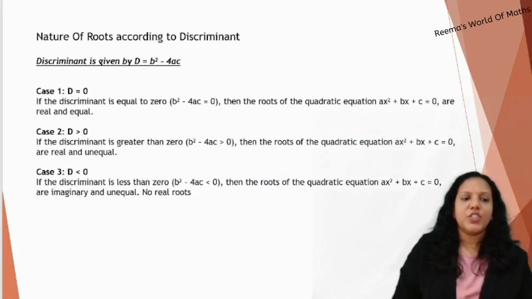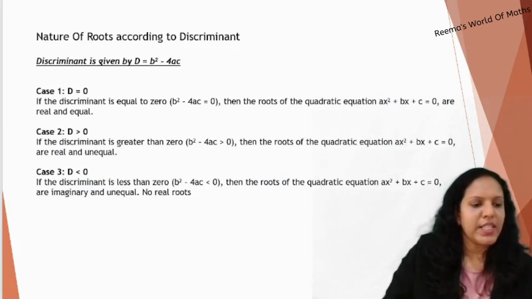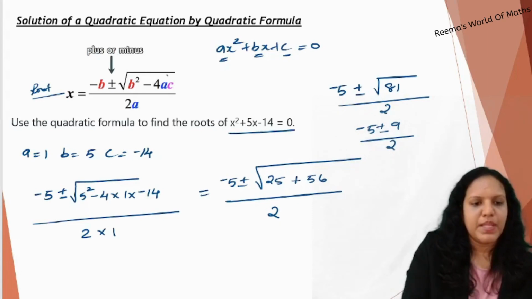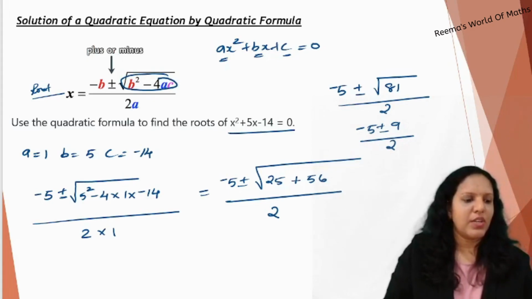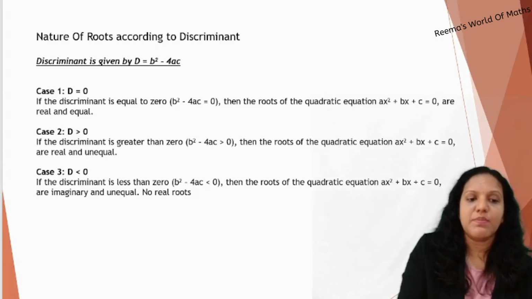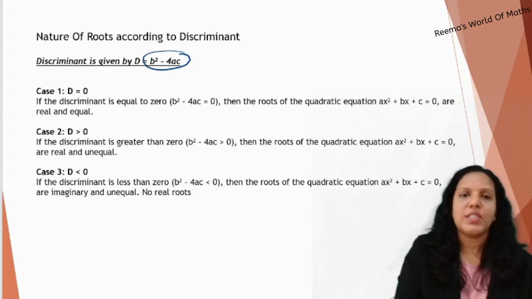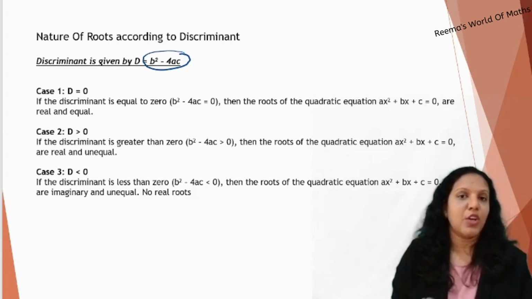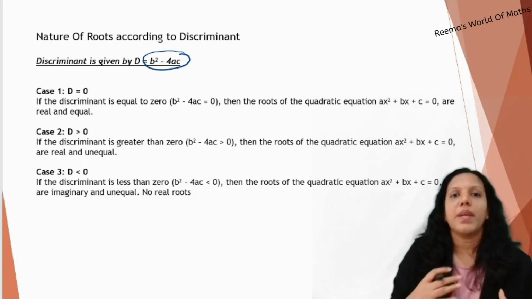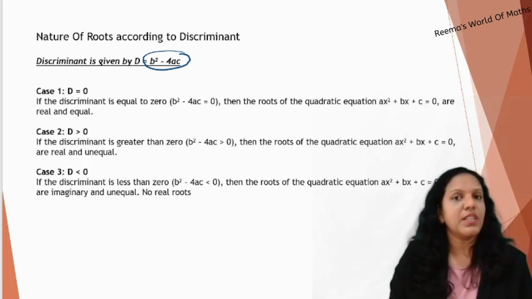Now let's see the nature of roots according to the discriminant. In this formula, just this part, b squared minus 4ac, is called the discriminant of the quadratic equation. The discriminant is expressed as D, which is b squared minus 4ac. According to the discriminant of a quadratic equation, we can find the nature of roots. The nature of roots will be different according to the nature of the discriminant.